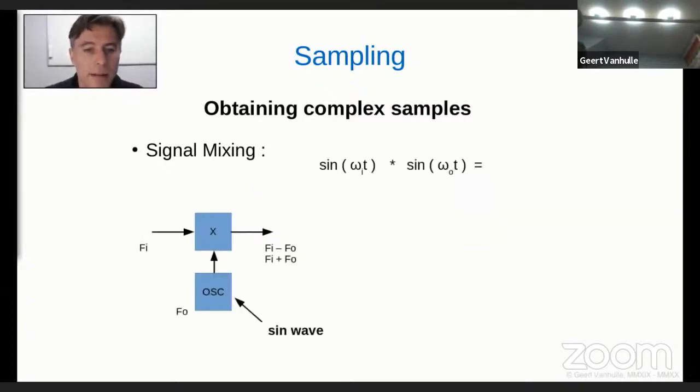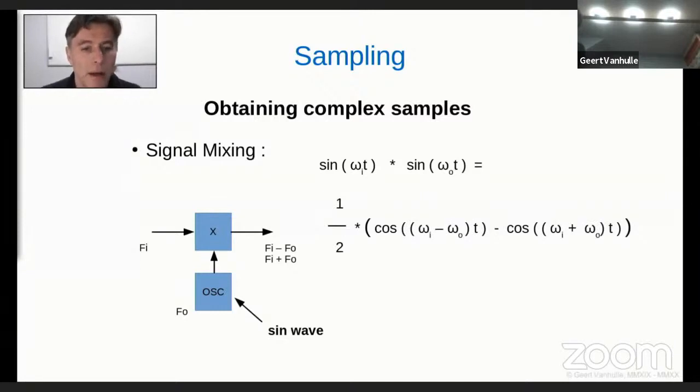Now, if we look at the mathematics behind this, if we consider the local oscillator to be a sine wave and the input frequency also to be a sine wave, we actually have a mathematical multiplication of two sine waves. So we have the sine of the rotating angle of the input frequency multiplied by the sine of the rotating angle of the local oscillator frequency. And mathematically, the multiplication of two sine waves can be written as follows. It's half of the amplitude multiplied by the cosine of the difference between the rotating angles, minus the cosine of the sum of the two rotating angles.